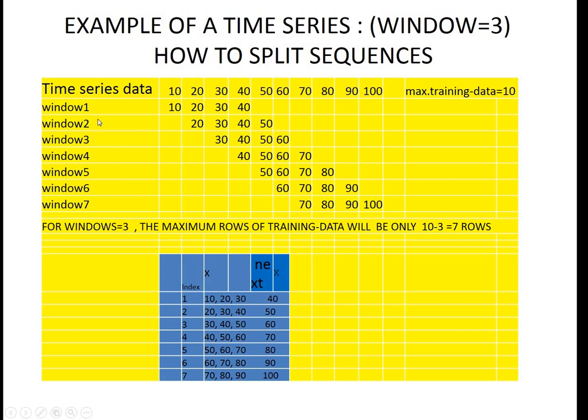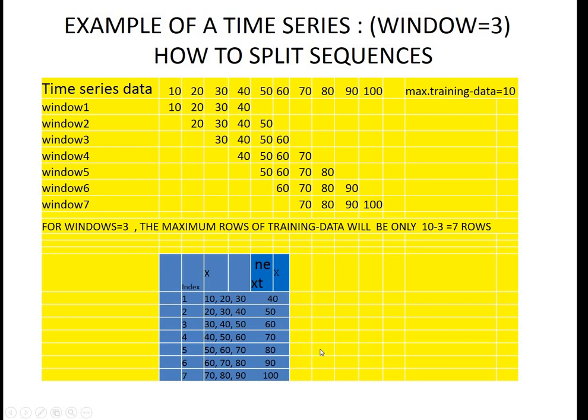You can have a maximum number of rows of 1, 2, 3 up to 7. That is calculated as the total number of data in the time series data minus the window value. That means 7 rows are possible. So you can put them like this in an array with an index. Index 1 I have purposefully written. It is usually 0 to 6. That is like 7 indexes. So x will be 10, 20, 30. Next x will be 20, 30, 40. Next x will be 30, 40, 50. Like that it will continue up to 7 rows.